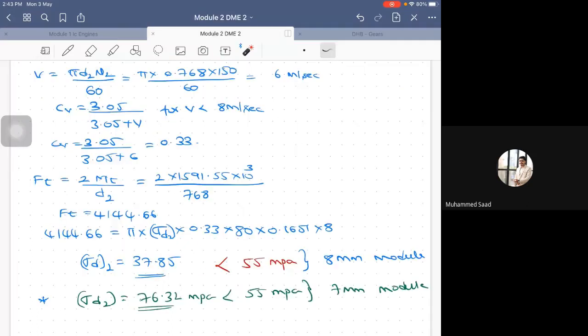What really matters is that for that particular module you have selected, the stress you are developing with that module should be less than the allowable stress, and that is my primary criteria. If that is satisfied, everything is satisfied. Got it? Any doubts here? No, sir. Everyone clear about this?